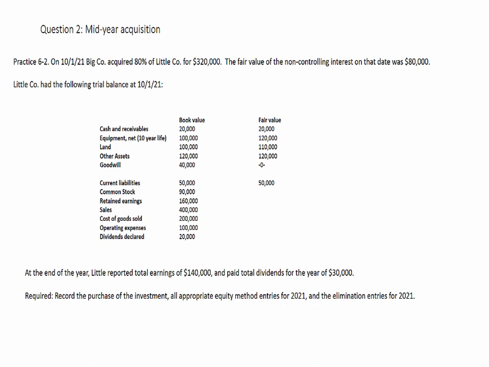So again, because it's mid-year, they have some open temporary accounts. They have revenues, expenses, and dividends declared. By the time they get to the end of the year, Little reports total earnings of $140,000 with total annual dividends of $30,000. Our job, of course, is to record the purchase of the investment and all appropriate equity and elimination entries for 2021. Now, before we go any further, let's see what they've got to date as far as earnings. They've got $400,000 in sales, they have $300,000 of expenses, so they have income to date of $100,000, and they have dividends declared to date of $20,000.